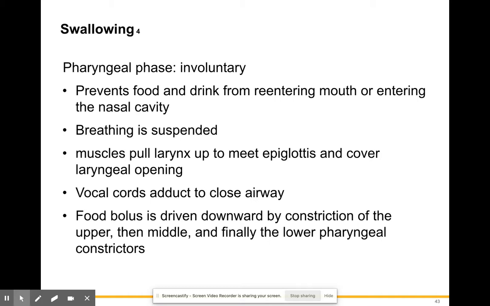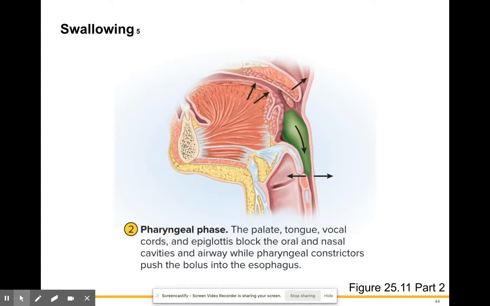Okay, muscles pull the larynx up to meet the epiglottis and cover the opening. Your vocal cords actually adduct and close the airway. We learned about that last week. And the bolus is driven downward by constriction of the upper and middle and finally lower pharyngeal constrictors. Okay, so the food is pushed down into the esophagus. Okay, so this is the pharyngeal phase. We can see the food getting pushed down here. You can see the epiglottis closing off the airway and food slipping down behind it.